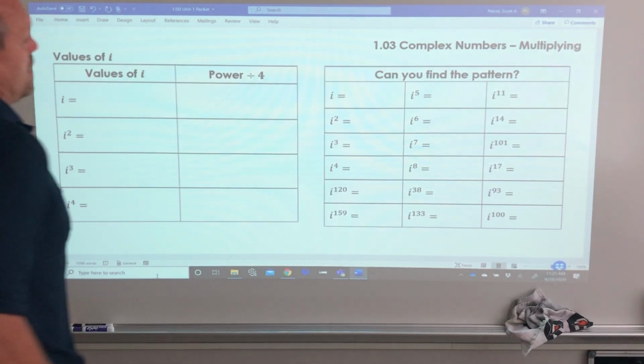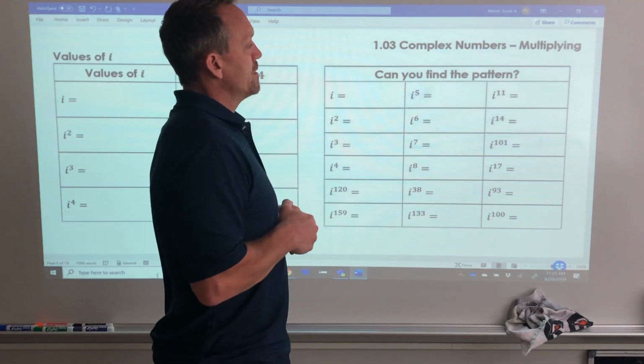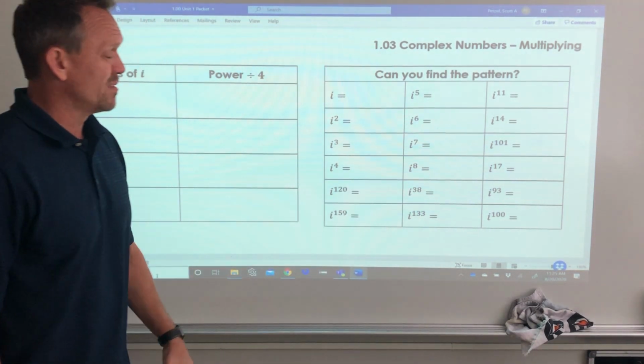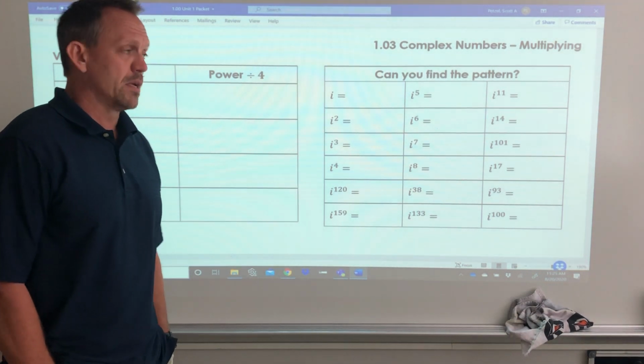All right, guys, we're gonna be working on 1.03 complex numbers, multiplying complex numbers. This will be a little bit of a challenge for some of us. I think we're gonna be spending a couple days on this.